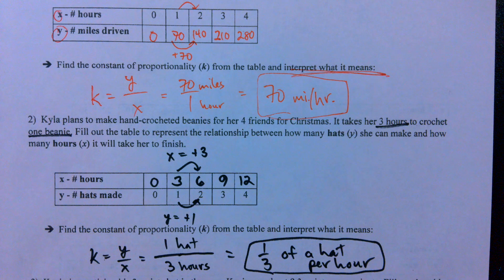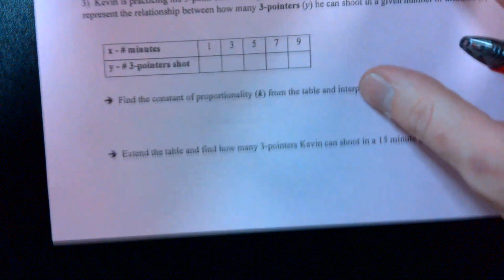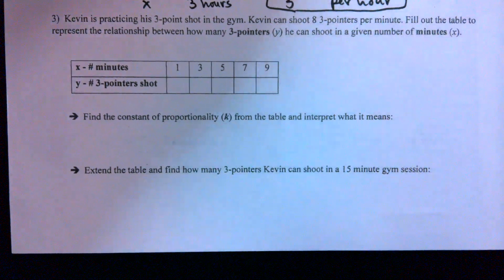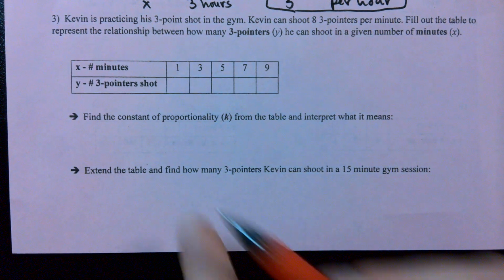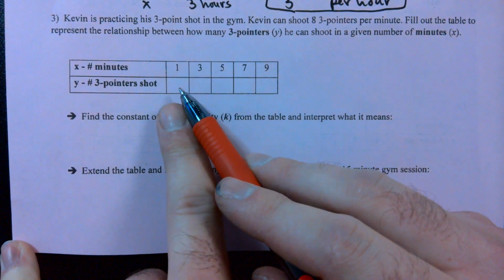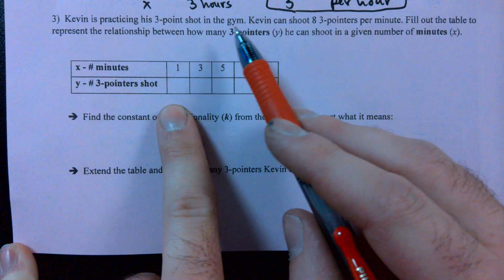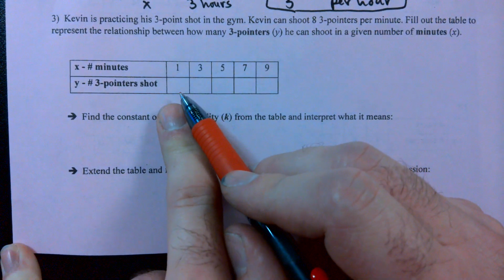Let's jump down to number 3 since we already talked about number 2. It's that weird fraction one, number 3. Kevin's practicing his three-pointer in the gym. He can shoot 8 three-pointers per minute. Okay? So after 1 minute, how many shots has he attempted, if he can shoot 8 per minute? After 1 minute, how many has he shot?